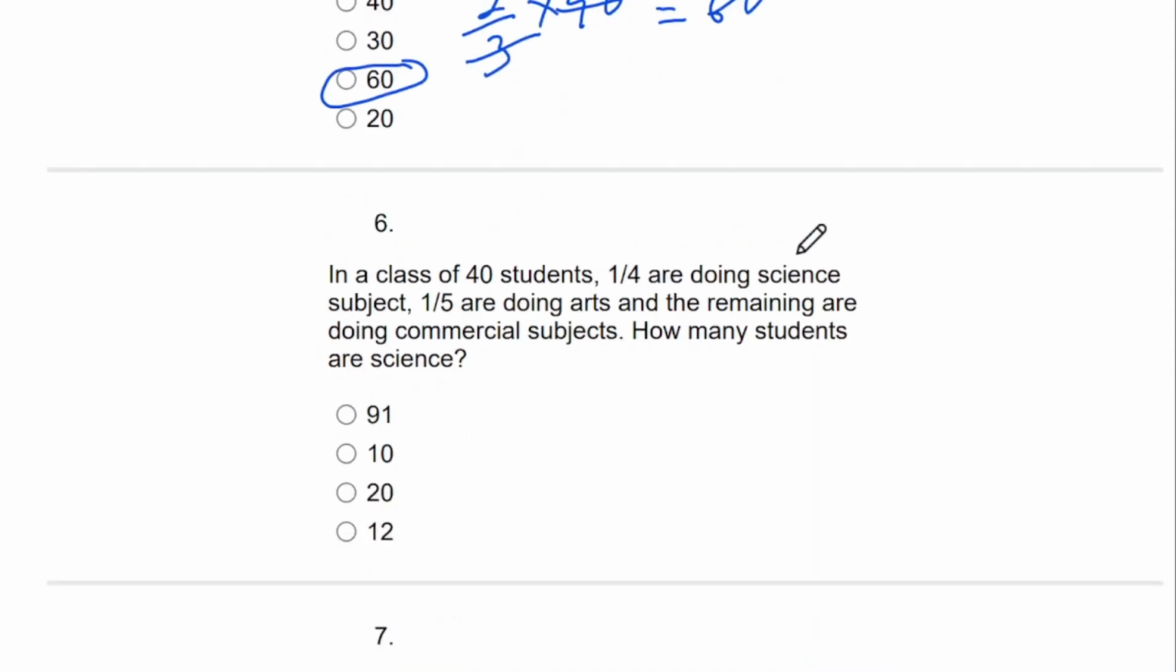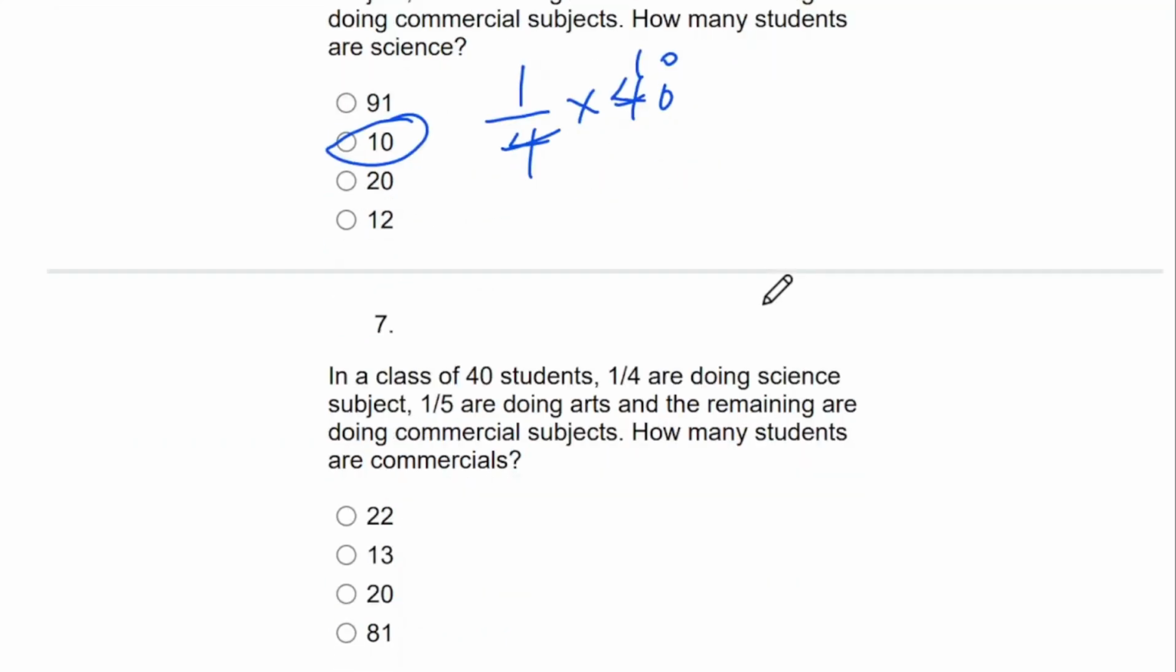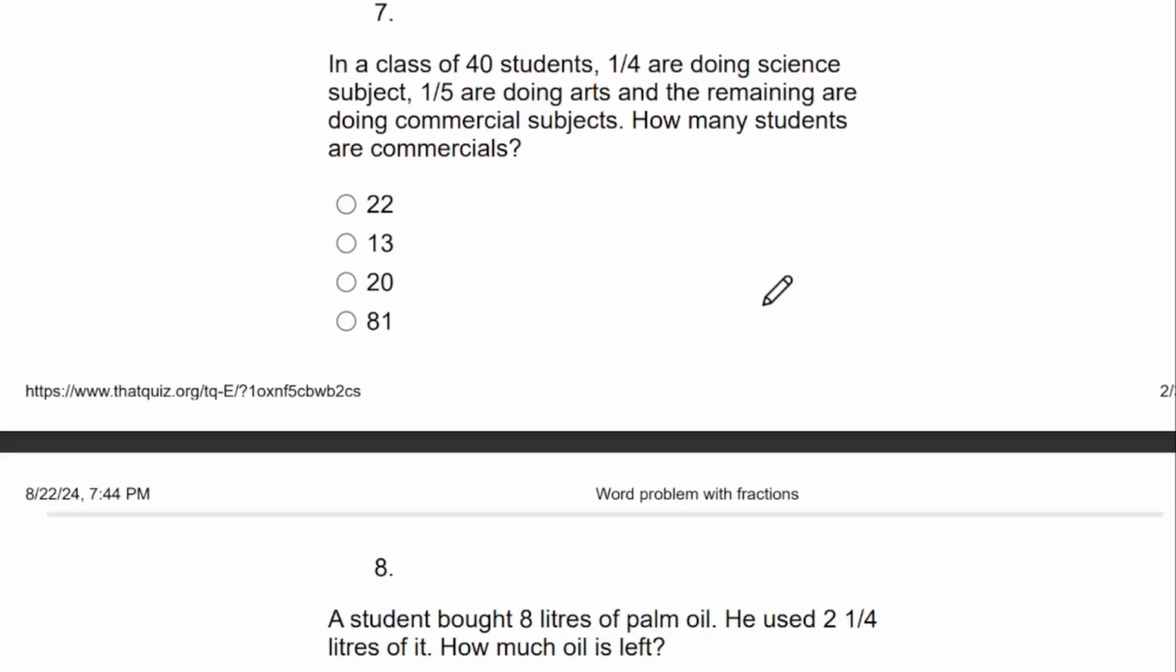Number 6. In a class of 40 students, 1/4 are doing science subjects, 1/5 are doing art subjects, and the remaining are doing commercial subjects. How many students are science? So 1/4 of 40 are science. So that means 10 students are science students. Number 7, the same question. How many students are commercial?